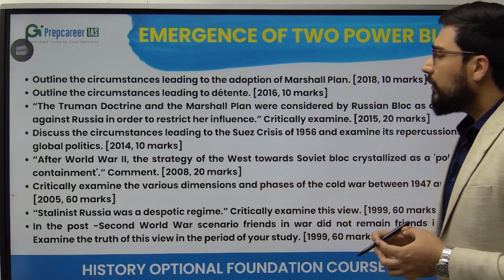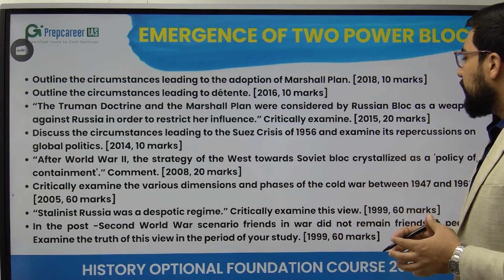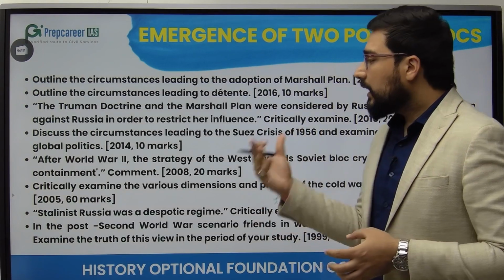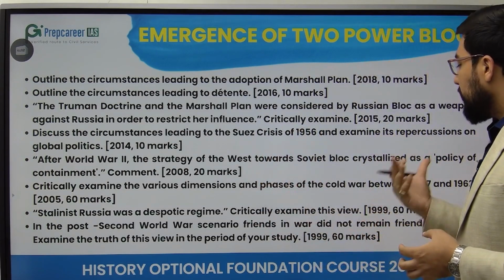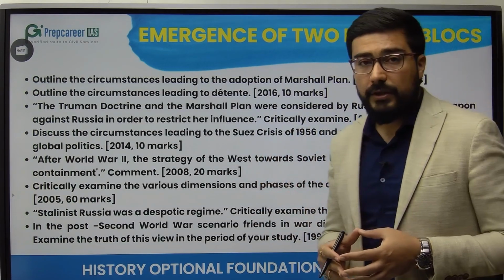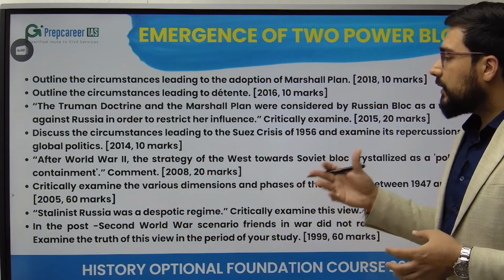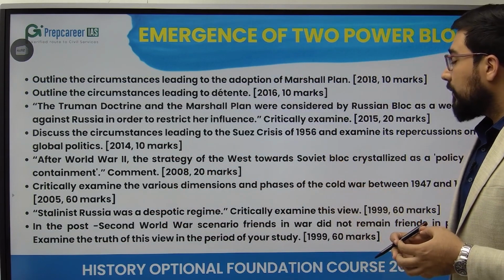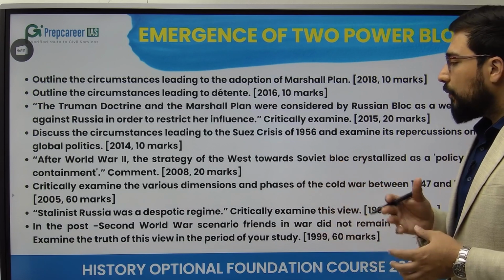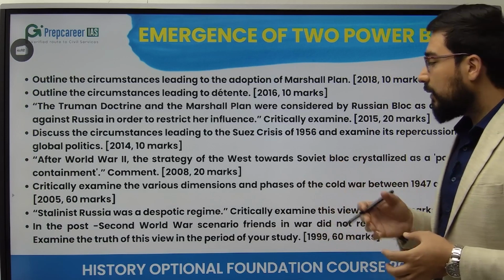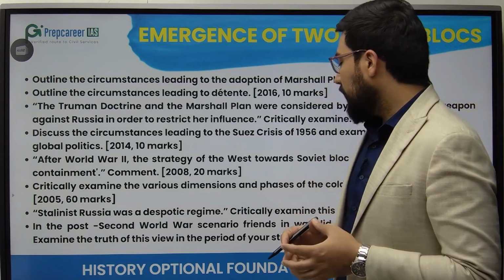Then: after World War II, the strategy of the West towards the Soviet bloc crystallized as a policy of containment. Critically examine the various dimensions and phases of the Cold War. So you should know the phases from 1947 to 1962. Then: Stalinist Russia was a despotic regime, critically examine this view. And finally: in the post-Second World War, friends in war could not remain friends in peace, examine the truth of this view in the period of your study.